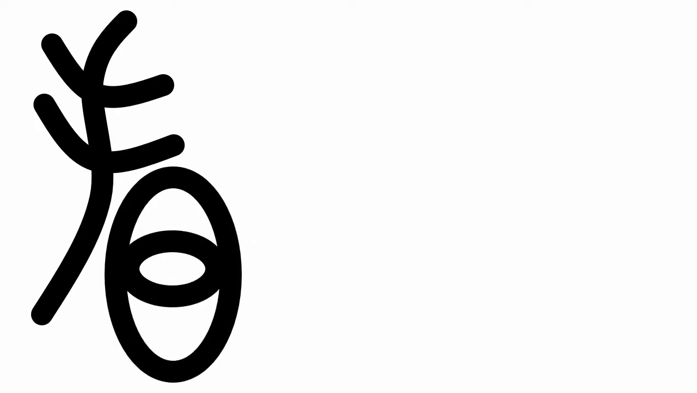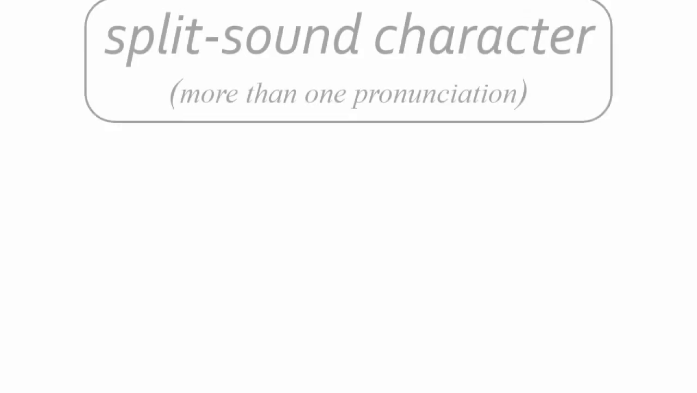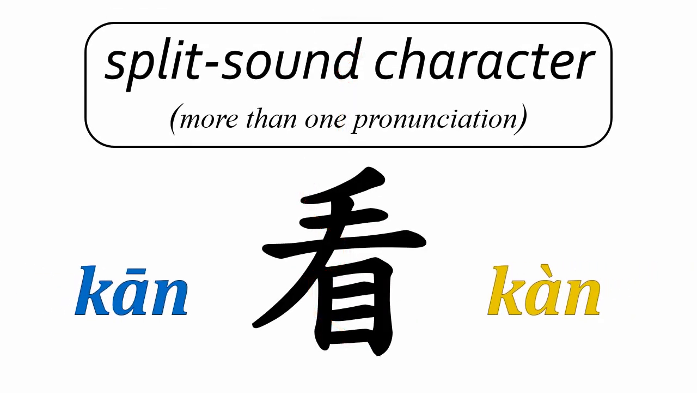Probably the most common character with this radical is an ideogram of a hand above an eye. Pronounced fourth tone, kan, kan. It means to look or see. When pronounced first tone, kan, kan, it means to watch, look after, or guard something. Obviously, this is another split sound character. Because of our limited vocabulary in these first few lessons, today's examples are all fourth tone, kan.